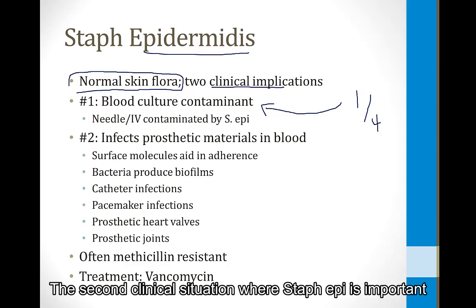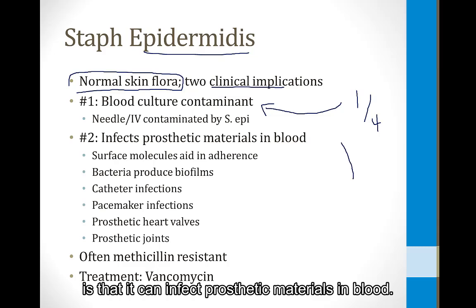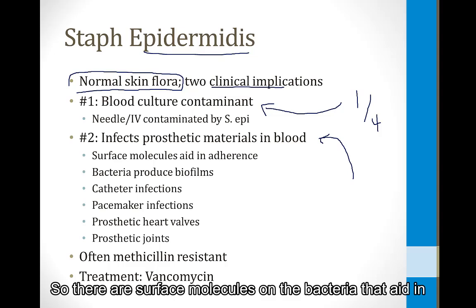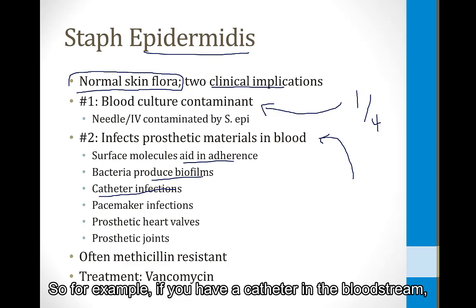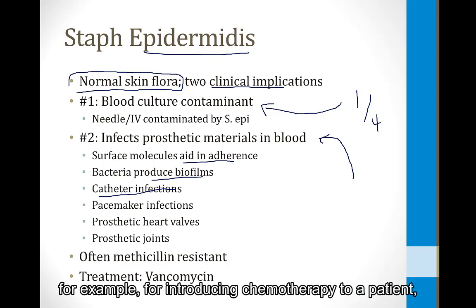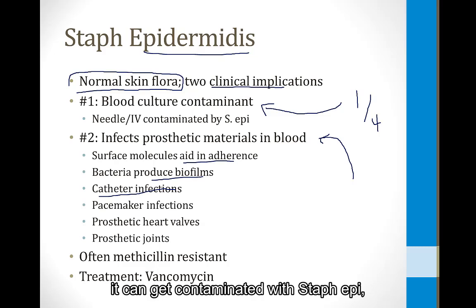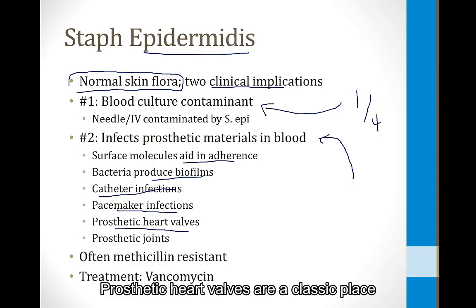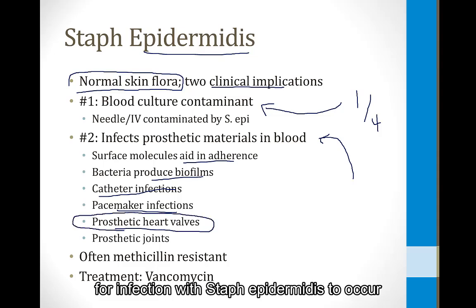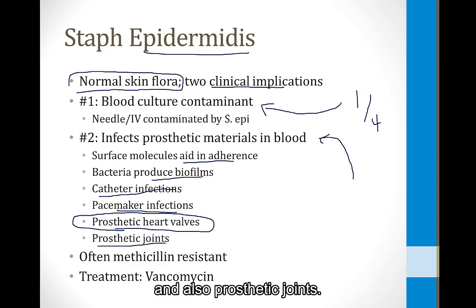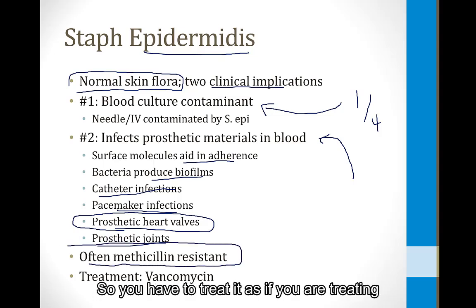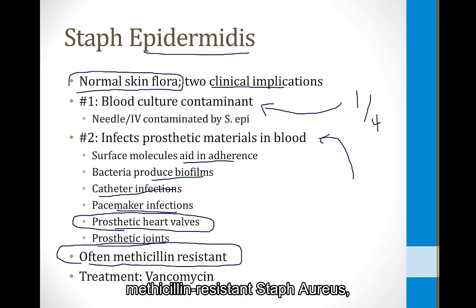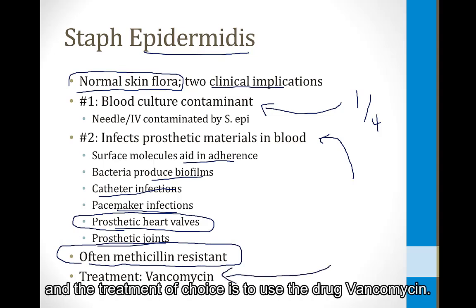The second clinical situation where Staph epi is important is that it can infect prosthetic materials in blood. So there are surface molecules on the bacteria that aid in adherence, and it likes to attach and then produce biofilms. So for example, if you have a catheter in the bloodstream, for example, for introducing chemotherapy to a patient, it can get contaminated with Staph epi. Pacemakers can get contaminated. Prosthetic heart valves are a classic place for infection with Staph epidermidis to occur, and also prosthetic joints. Staph epidermidis is almost always methicillin resistant, so you have to treat it as if you are treating methicillin-resistant Staph aureus, and the treatment of choice is to use the drug vancomycin.